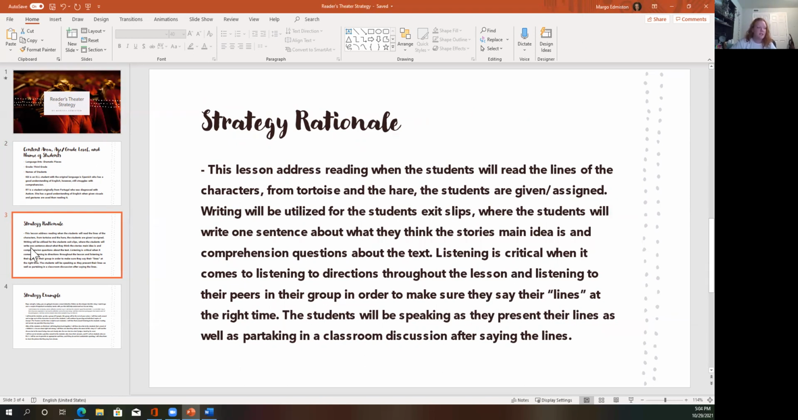Listening is critical when it comes to peers: listening to directions throughout the lesson, as well as listening to their peers in their group in order to make sure they say their lines at the right time. The students will be speaking as they present their lines, as well as partaking in classroom discussion after saying these lines. I will model now how I will begin the lesson.